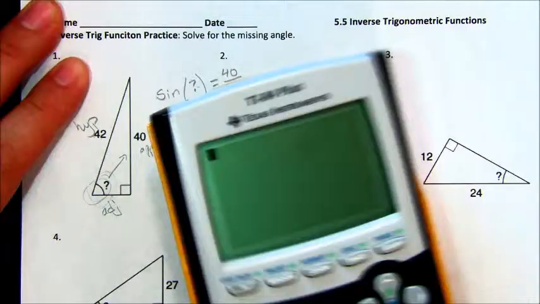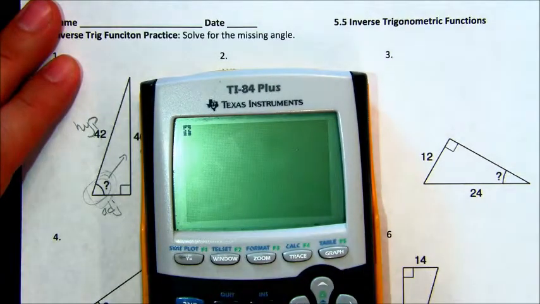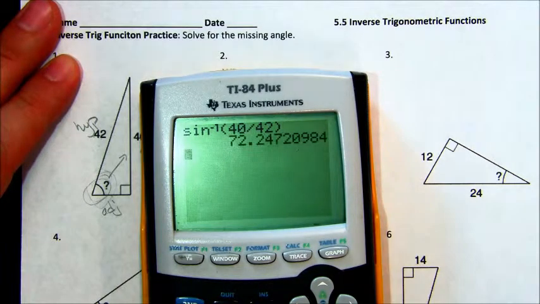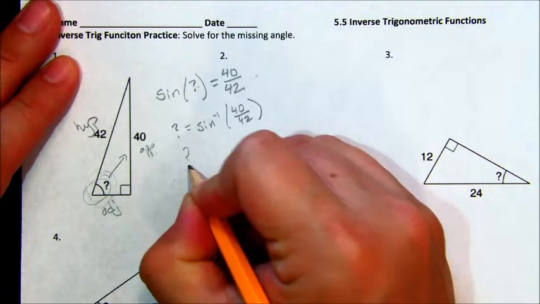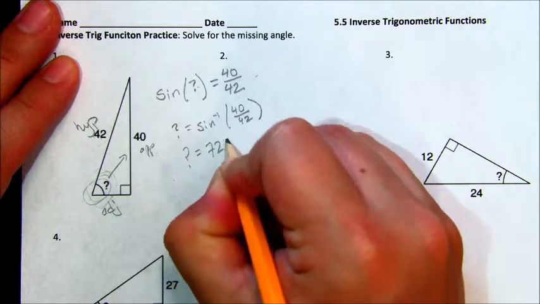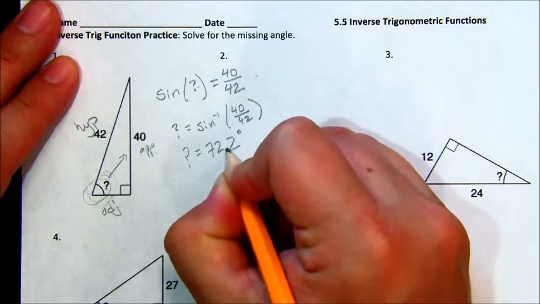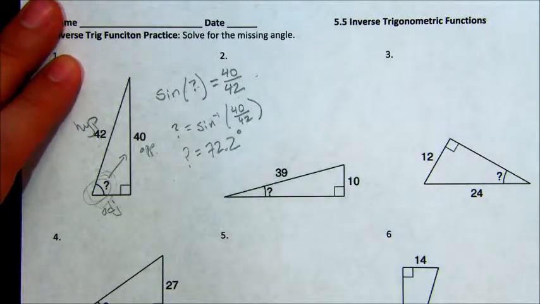Now I'll go to my calculator here, and I'll do inverse sine of 40 divided by 42, close my parentheses, hit enter, and I get 72.2 degrees. And I'm done. I found the angle.